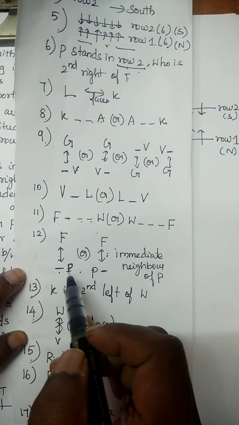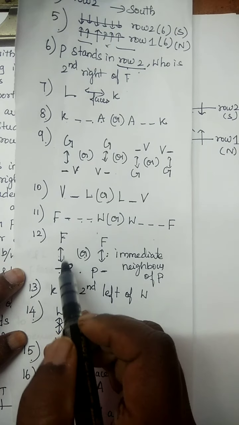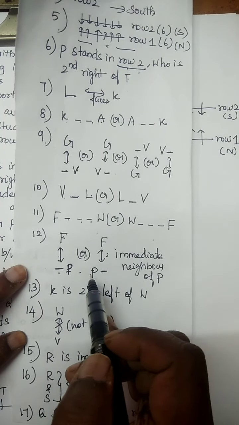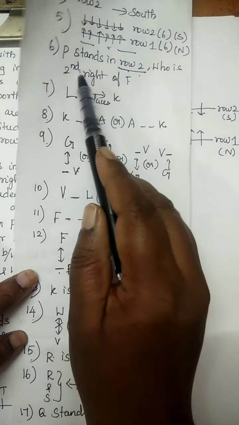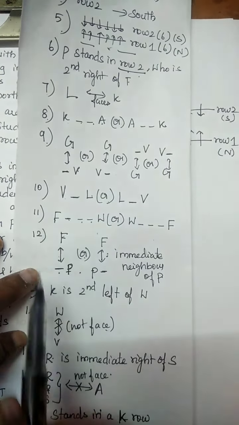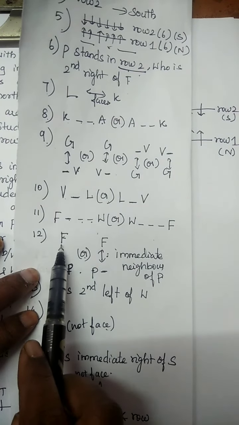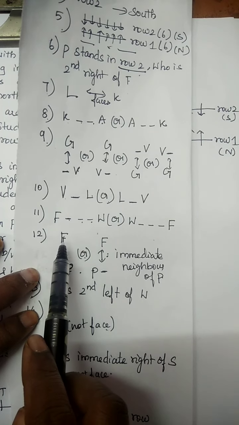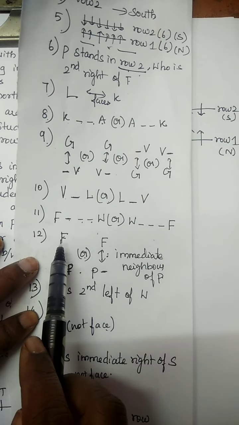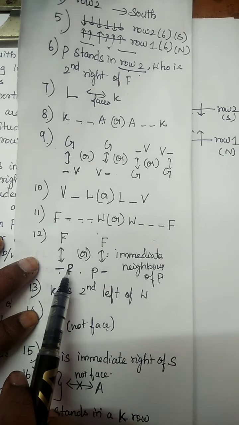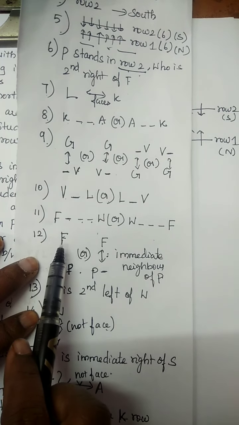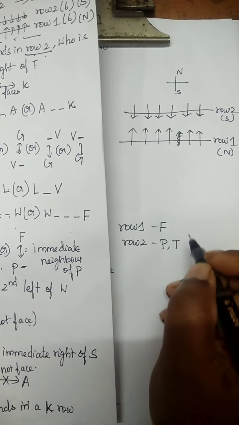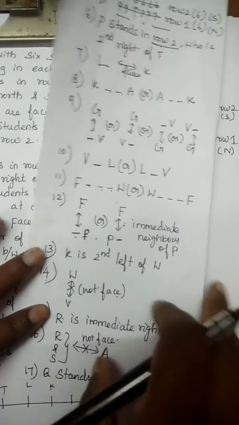F faces immediate neighbor of P. Here there is a clue. We already know P stands in row 2. F faces immediate neighbor of P. Therefore F is row 1. Can you get this? P is row 2, we already know that. So definitely F is at row 1. One member we have found out.